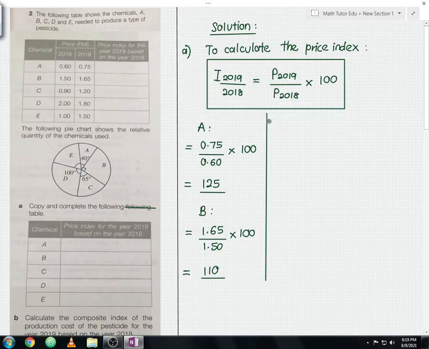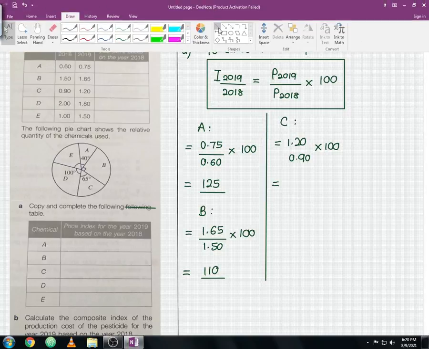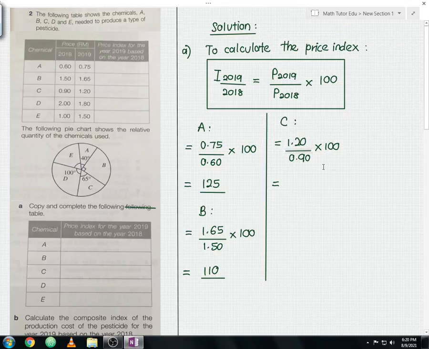Continue with the price index of chemical C, where 1.20 divided by 0.90 times 100. Let me underline the fraction. You calculate this, and you should get your price index 133.33. You can leave your answer in 2 decimal places, guys. Let me underline this.